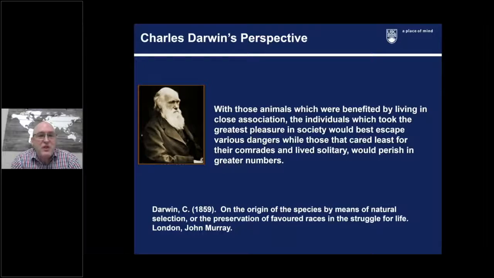So we'll start off with maybe a bit of a historical basis, but we'll start with Charles Darwin and his famous work on the origins of species, who wrote that with those animals which were benefited by living in close association, the individuals which took the greatest pleasure in society would best escape various dangers, while those that cared least for their comrades and lived solitary would perish in greater numbers. So scientists and researchers have been talking about the importance of groups and social connectivity for quite some time.